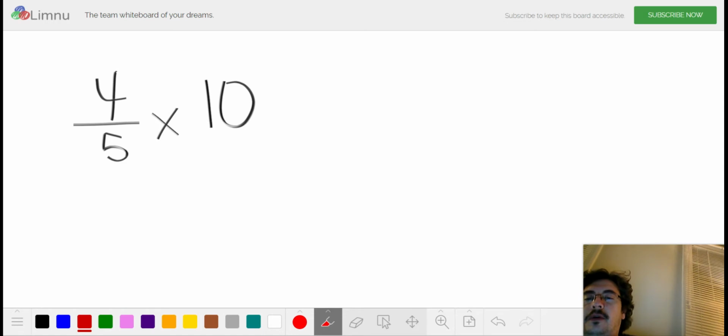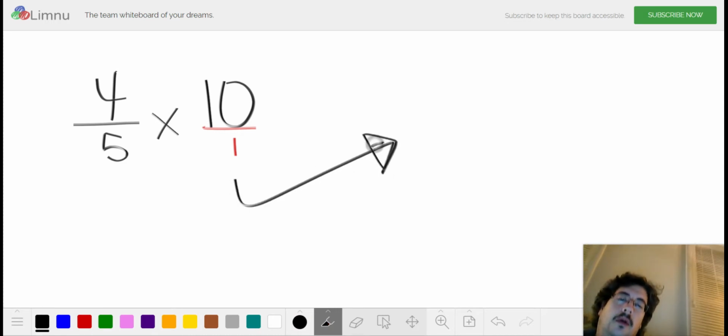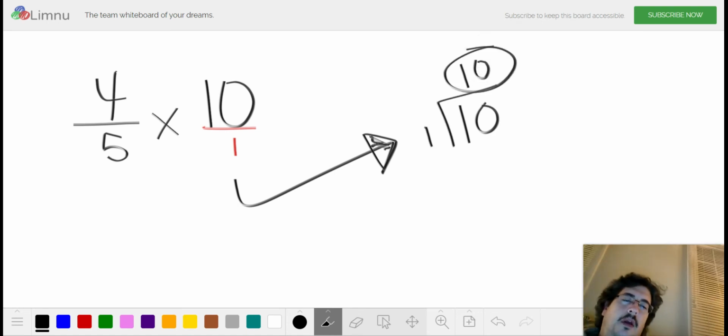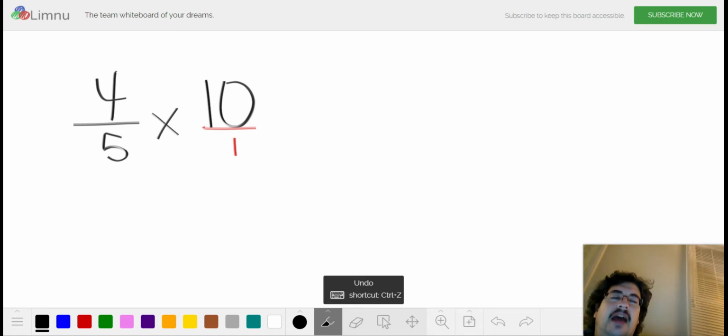And so what we're going to do is, in the whole number 10 in our problem, we're actually going to put a 1 underneath that 10. You may be wondering why. Well, since all fractions are really just division problems, 10 over 1 is just 10 divided by 1, which gives us a value of 10. And so you see, by putting a 1 under the 10, we haven't really changed the problem at all. But we have made the problem easier to work with.